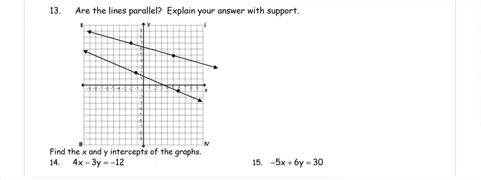In number 13, are the lines parallel? We can kind of see that one line is heading towards the other, so they're not parallel, but we also want to show that mathematically with our slopes. So if we look at the slope of the first line, we went down 2 over 7. The second line, though, went down 3 over 7. So the lines are not parallel because the slopes are not the same.